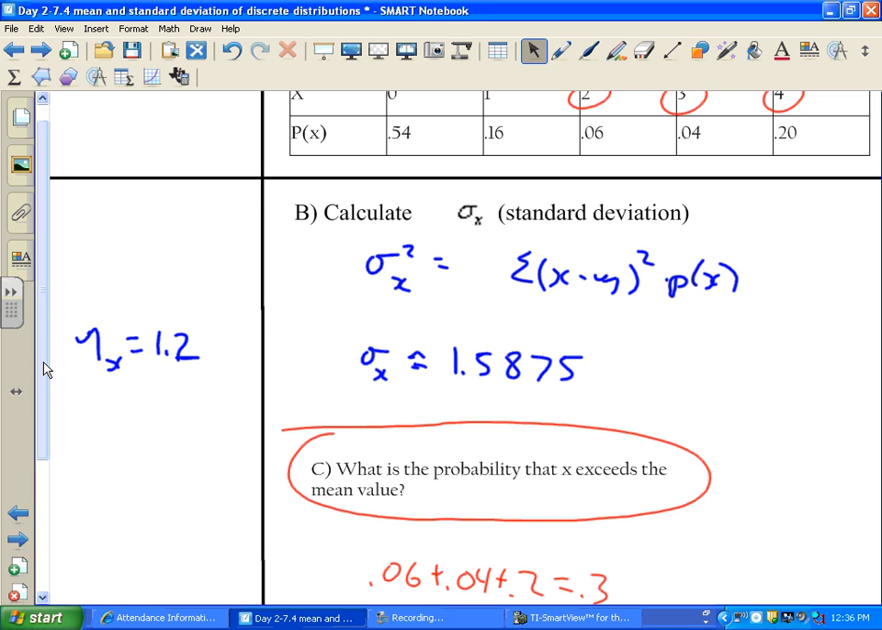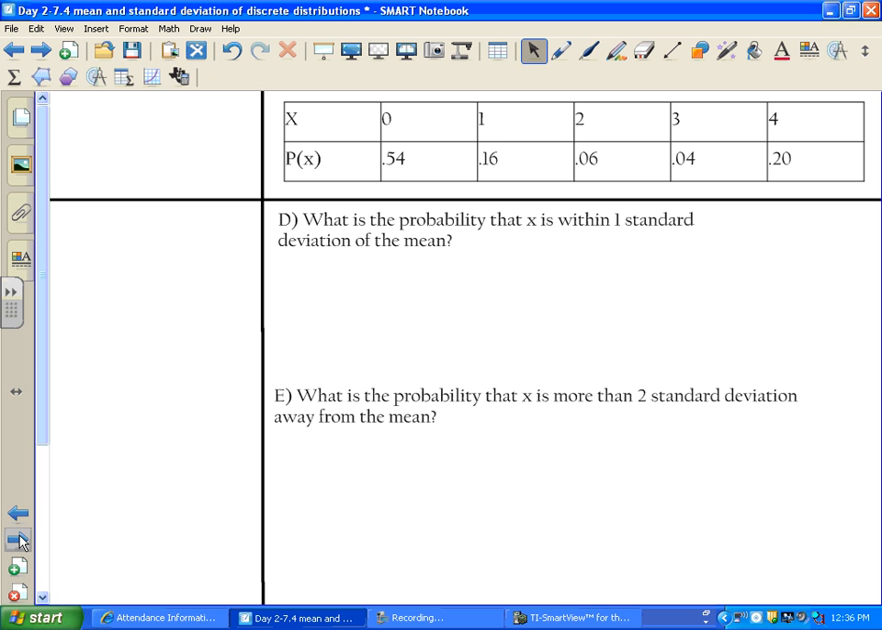Next one. I think it's the same data set. Part D. What is the probability that x is within one standard deviation of the mean? Our mean is still 1.2. Our standard deviation, what was it? 1.5875. Our mean is still here at 1.2. I need to know the probability that x is within. That means captured by. Do we agree with that?